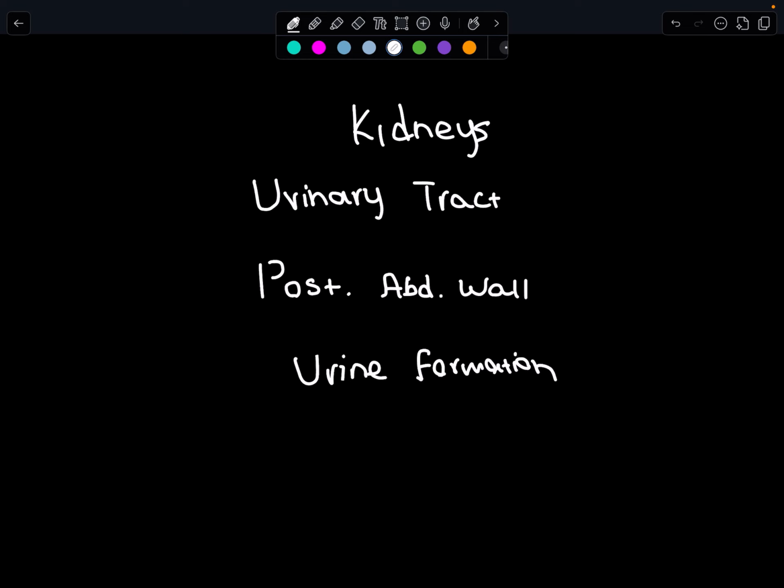Today we're going to talk about kidney function and the kidneys in general, the urinary tract. We're going to talk a bit about the posterior abdominal wall and about urine formation. I'm here with Grog, who's going to help us understand these topics.